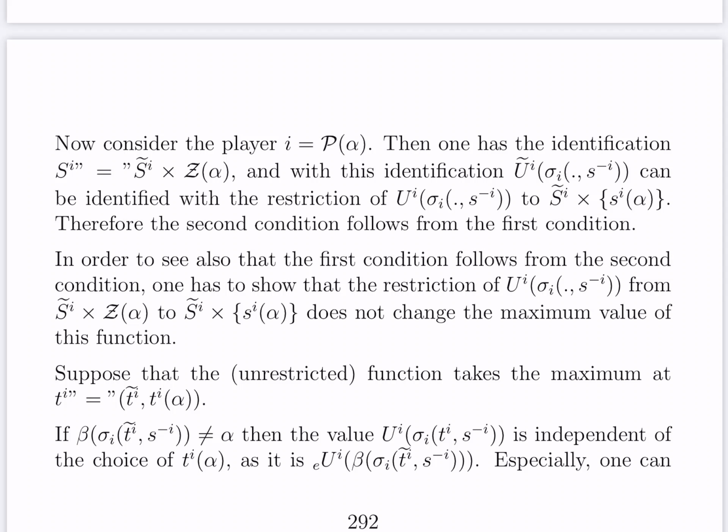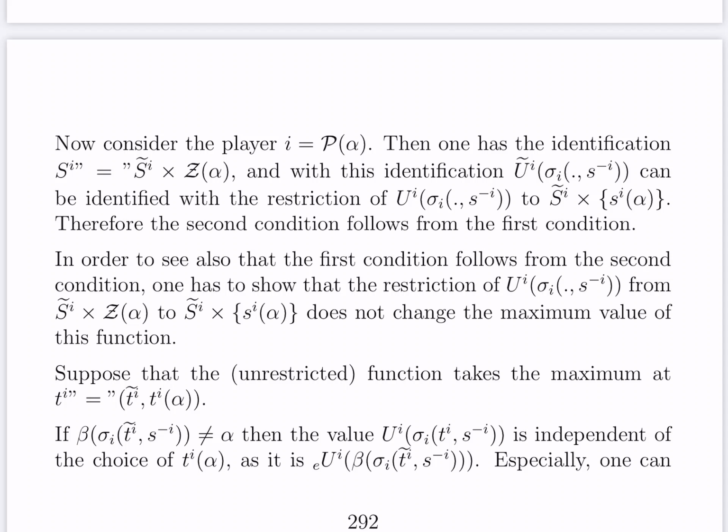So therefore the second condition follows from the first condition. If s_i is an optimal best reply to s_{-i}, then also s tilde i is the best reply to s_{-i} in the restricted game. Because s_i is the maximum for the full set of strategies S_i, and then s tilde i is also a maximum for this function on the subset, of course.